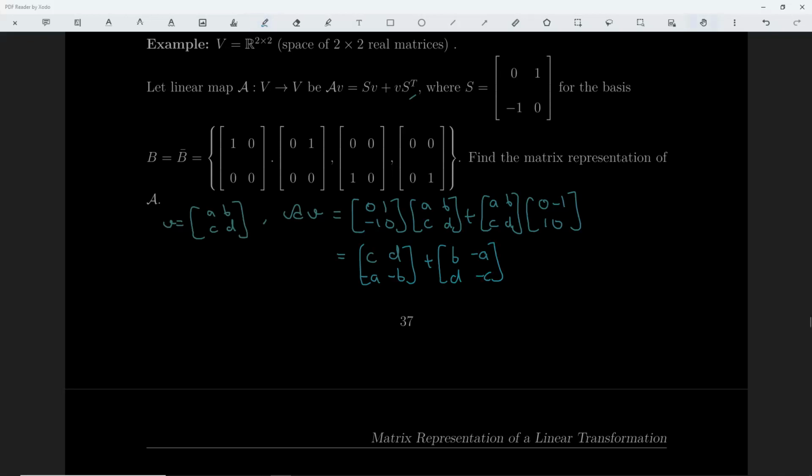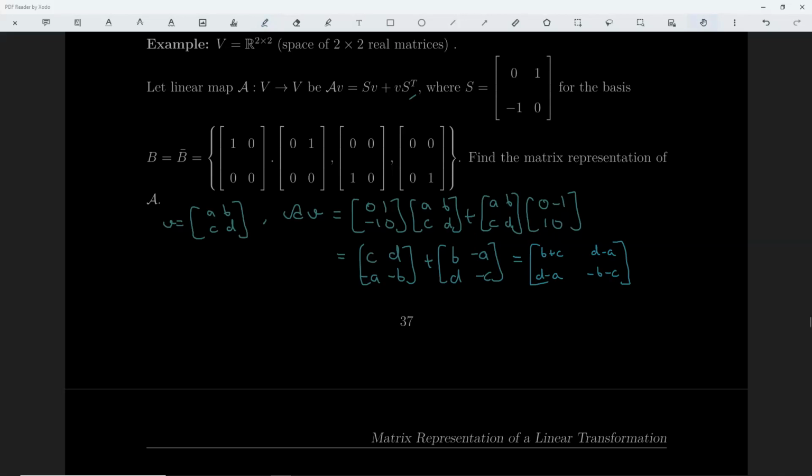And the summation of these two 2 by 2 matrices is equal to what? B plus C, D minus A, was it minus A over here? Then D minus A once again, and minus B minus C. So if I was given this ABCD matrix, this linear transformation becomes B plus C, D minus A, D minus A, minus B minus C, right?